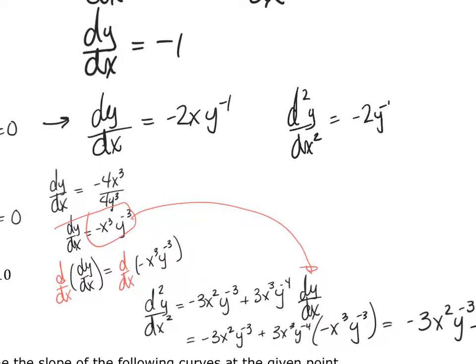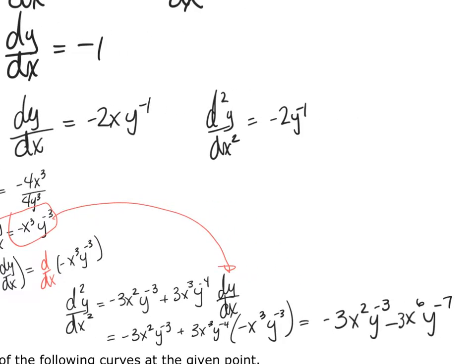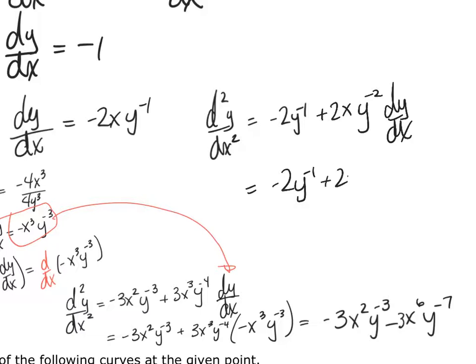Negative 2y to the negative 1. Then what? Minus 2x times, oh wait, no. Sorry, positive 2x to y to the negative 2? Yeah. dy dx? But what is dy dx? Negative x, 2x, xy to the negative 2. And you told me it was negative 2xy to the negative 1? So this is negative 2y to the negative 1 minus 4x squared y to the negative 3.